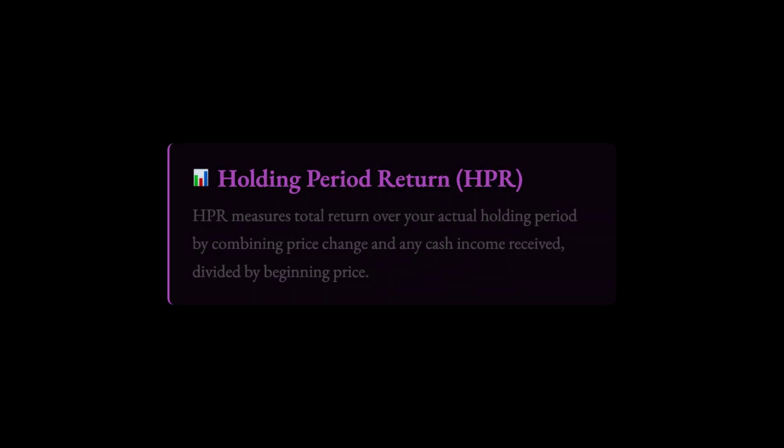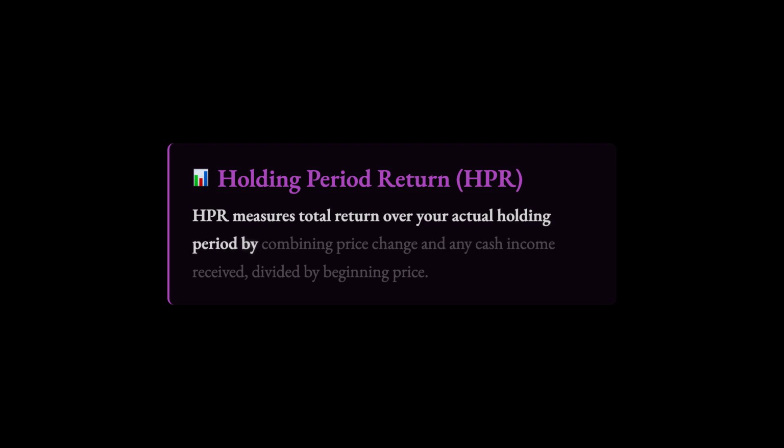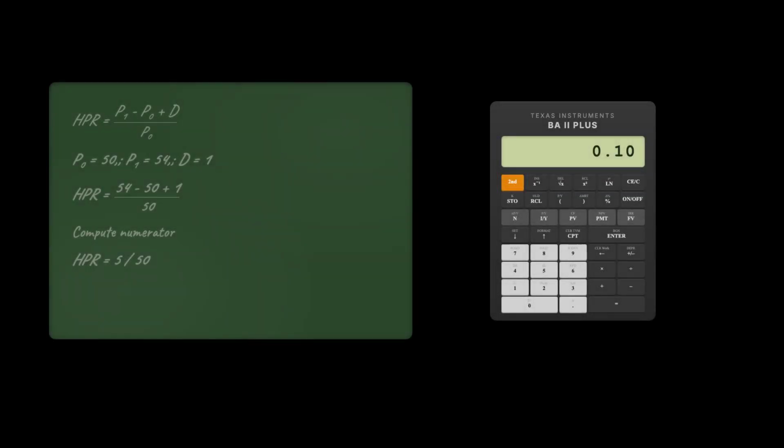So what exactly is a holding period return? HPR measures total return over your actual holding period by combining price change and any cash income received divided by beginning price. Here's the HPR formula. Ending price minus beginning price plus any cash income, all over beginning price.